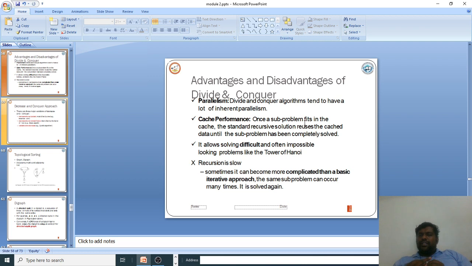It allows solving difficult and often impossible looking problems like Tower of Hanoi, which can also be solved using the divide and conquer technique. Next, the disadvantages: recursion is slow. It is complicated compared to a basic iterative approach. The same subproblem can occur many times, so it is solved again and again. So these are the three advantages and one disadvantage of divide and conquer.